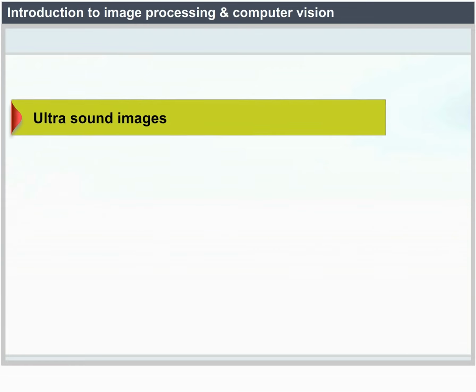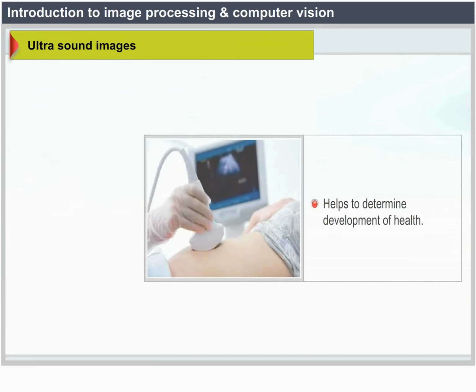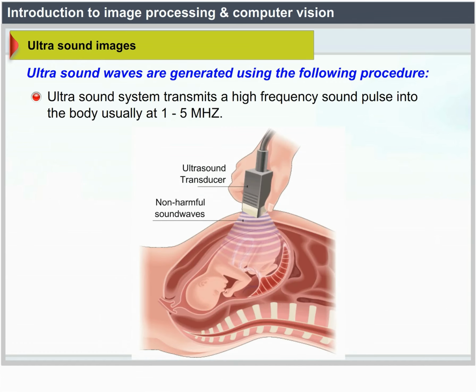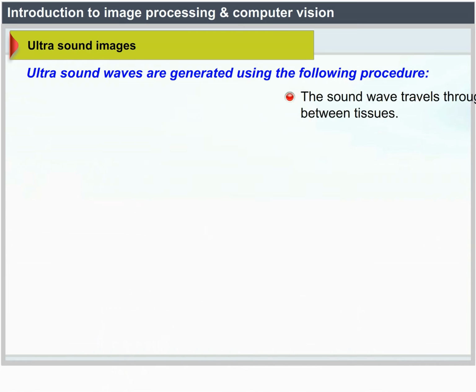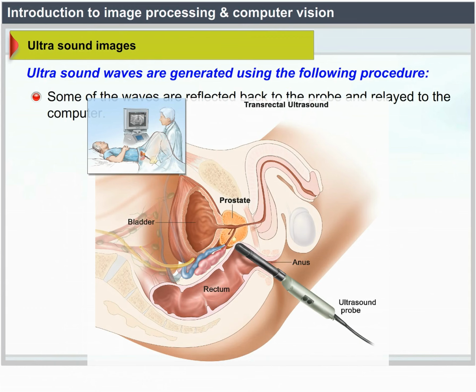Ultrasound images. Used to determine development of health. Ultrasound waves are generated using the following procedure. The ultrasound system transmits a high-frequency sound pulse into the body, usually at 1 to 5 MHz. The sound wave travels through the body and hits the boundary between tissues. Some of the waves are reflected back to the probe and relayed to the computer.